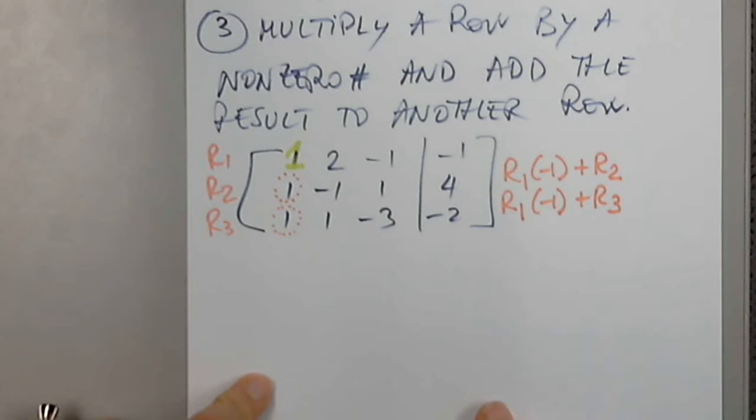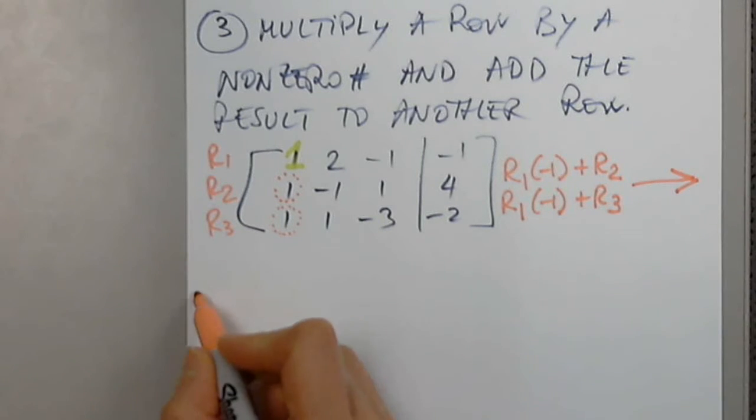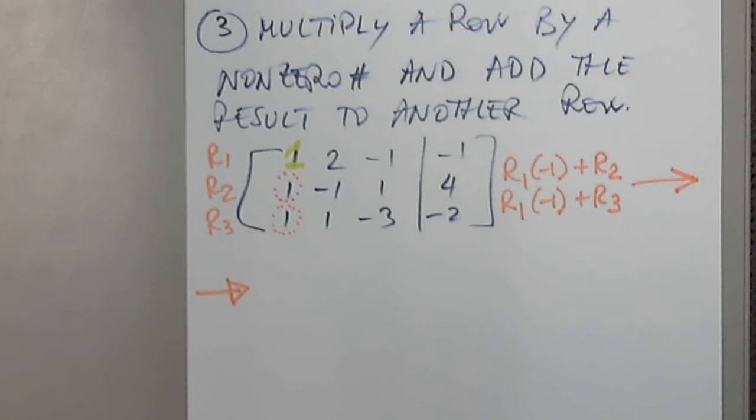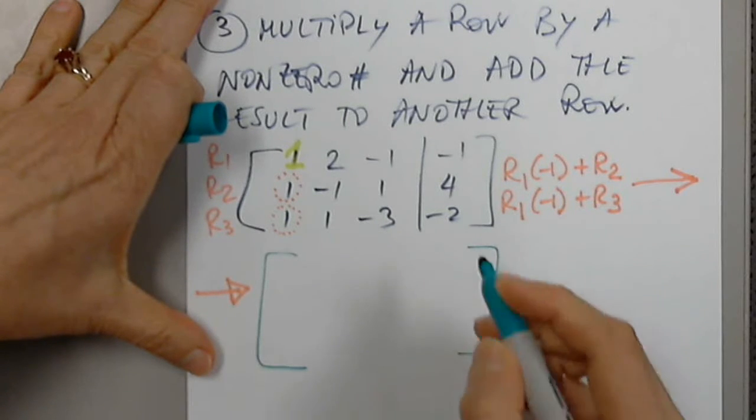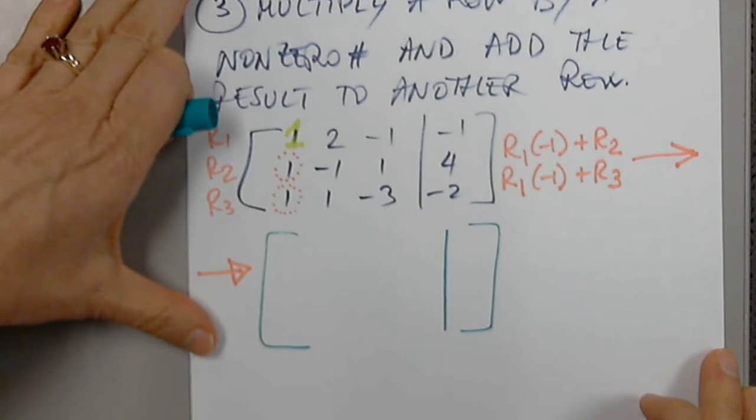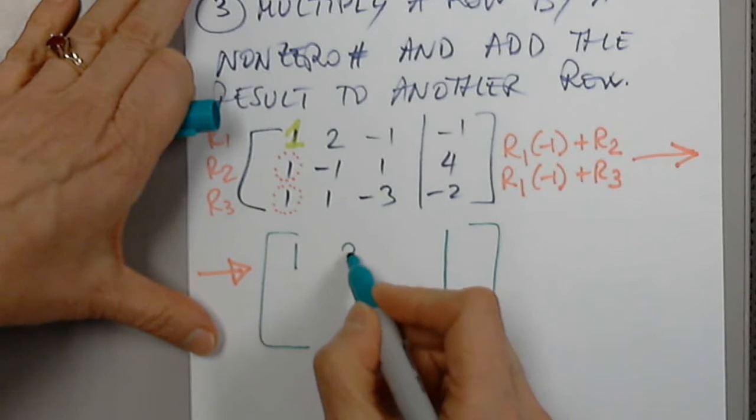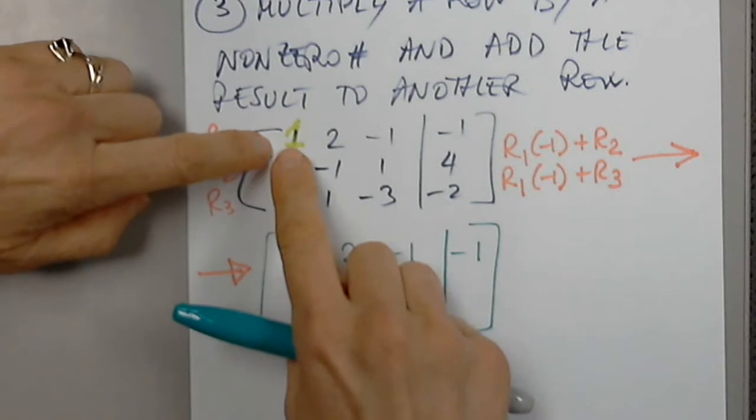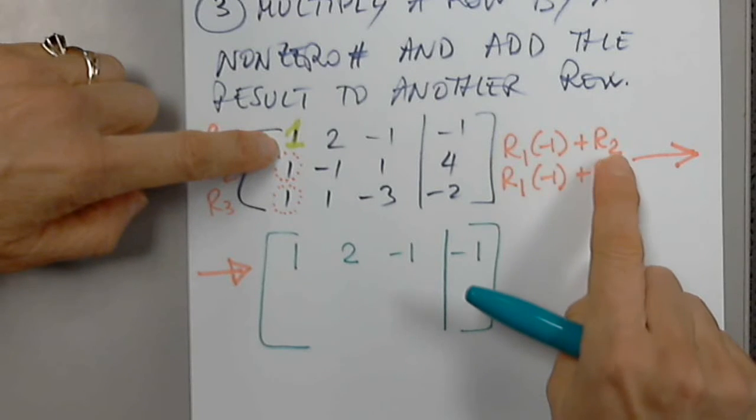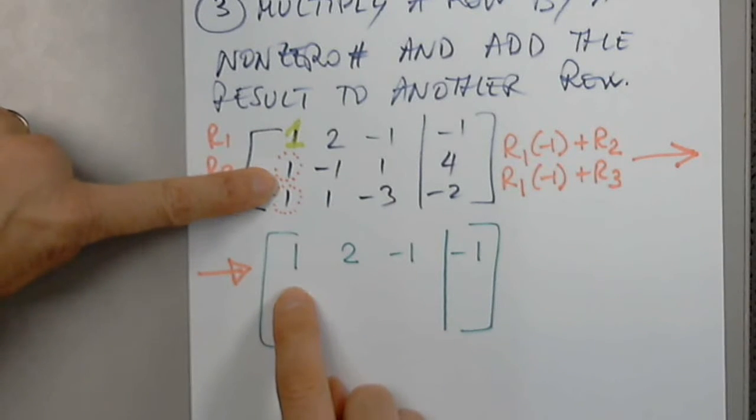I cannot write the equal symbol between these matrices. You have to put an arrow, not the equal symbol. They are not equal matrices. Okay. I'm using the first row, which means I have to copy it. 1, 2, -1, -1. Now let's do this together, please. 1 multiplied by -1 added to row 2. What do I get here?